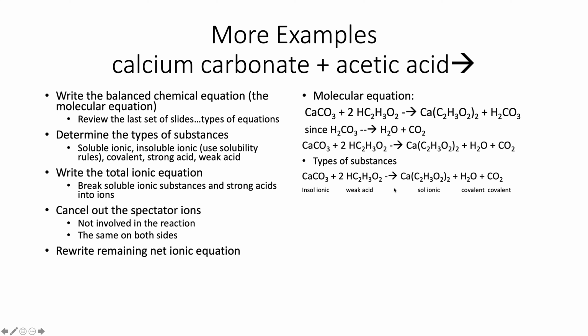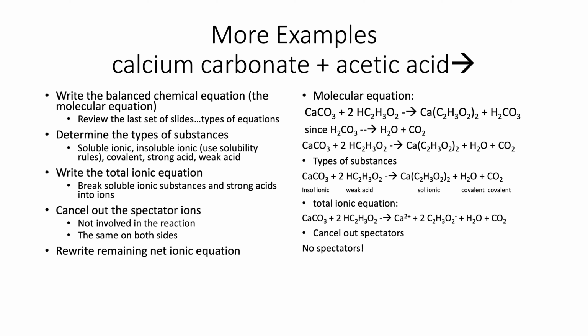So then the next step is to write the total ionic equation, and total ionic equations, we break up soluble ionic substances and strong acids into ions. So here you go, give you a minute. Right, total ionic is going to look like that. So the only thing we do is break up the calcium acetate. And then we're going to cancel out the spectators. And you'll see in this case, there are no spectators. So the net ionic is going to be the same as the total ionic.